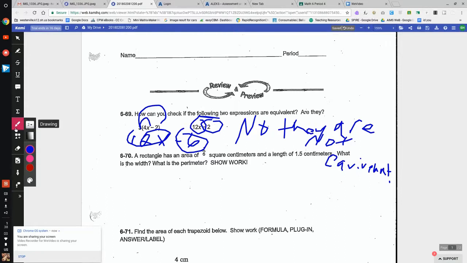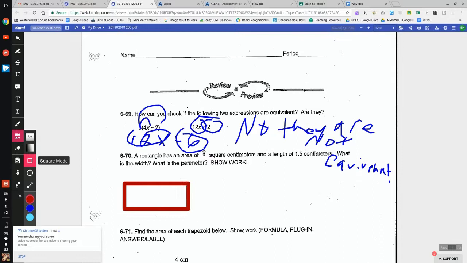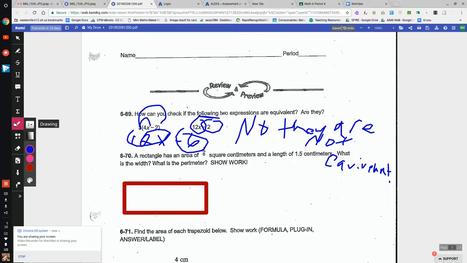So I think I have a tool here to give you a rectangle. So if I have my rectangle here, I know that the length is 1.5. I like to use decimals. I like to stay away from fractions. So I got two lengths right there. So I already know it's up to 3 for my perimeter, but we'll get to that in a second.